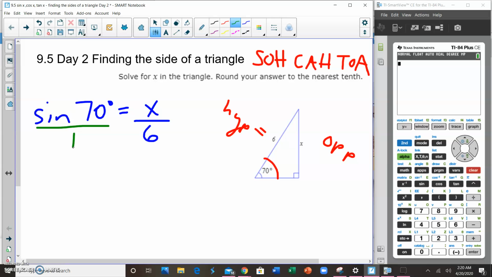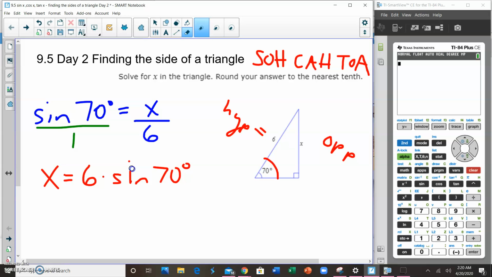Now I can cross multiply and pretty easily solve for x. So when I cross multiply, I get 1x is equal to 6 times the sine of 70 degrees. All right, so now I'm going to go over to my calculator here. You're definitely going to need a calculator for this assignment. Back in the day, they used to use charts, and they'd have to look up the sine of 70 degrees on a chart. We don't need to do that anymore. We have calculators, which is great.